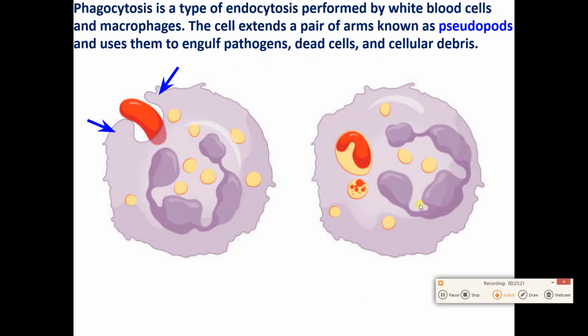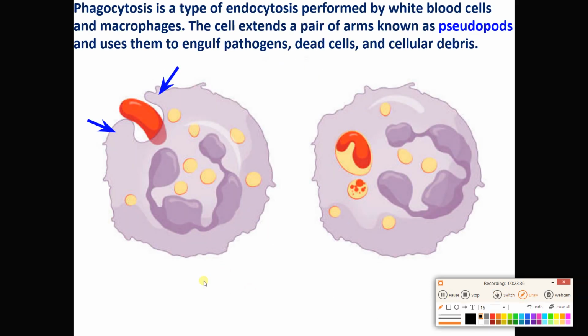The other type of endocytosis is called phagocytosis. It is a special type of endocytosis performed by white blood cells. This is a white blood cell right here. And this is some foreign thing the white blood cell wants to destroy. Maybe it's a pathogen, a dead cell, a broken bit of cell. And these two parts of the white blood cell are called pseudopods. Pseudopods means false feet.